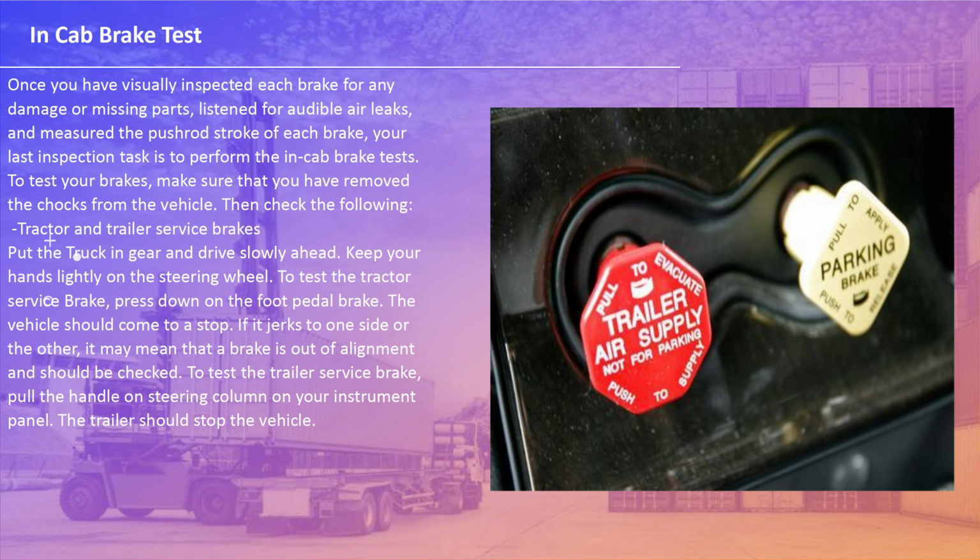Keep your hands lightly on the steering wheel. To test the tractor service brake, press down on the foot pedal brake. The vehicle should come to a stop. If it jerks to one side or the other, it may mean that a brake is out of alignment and should be checked. To test the trailer service brake, pull the handle on the steering column on your instrument panel. The trailer should stop the vehicle.